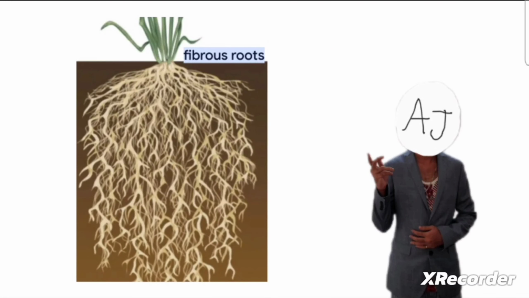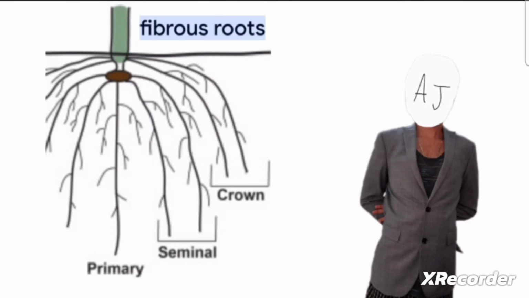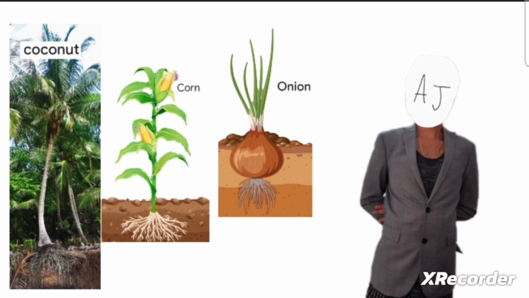A fibrous root is a root that arises from the base of the stem. They start out looking moderately spaced, but once the plant matures, they tend to resemble a mat. Fibrous roots consist of a primary root that may also have additional seed-borne roots called seminal roots, and below-ground shoot-borne roots called crown roots. Plants with these types of roots include coconut, onion, and corn.